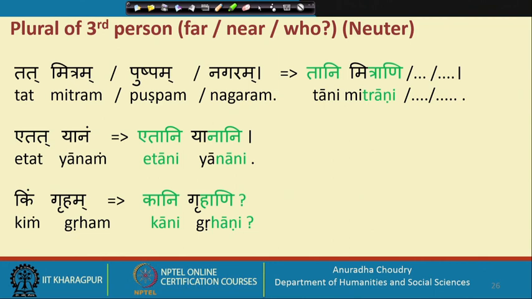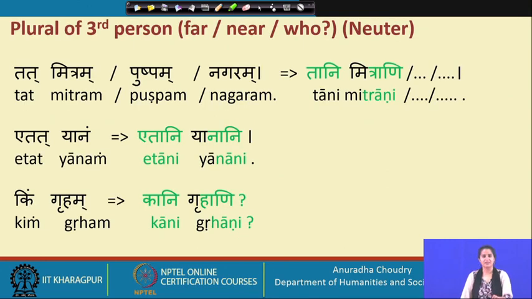So, I just want to draw your attention again to the fact that we have a mitrani, the n which is there. Now, that transformation of the simple dental n happens because the previous sound is a r, it is a murdhanya sound. So, in the presence of a murdhanya sound preceding the n sound, the n sound undergoes a transformation and becomes a murdhanya n. So, we have tani mitrani. So, pushpam also has the presence of a murdhanya sh. So, it will become pushpani. Great.